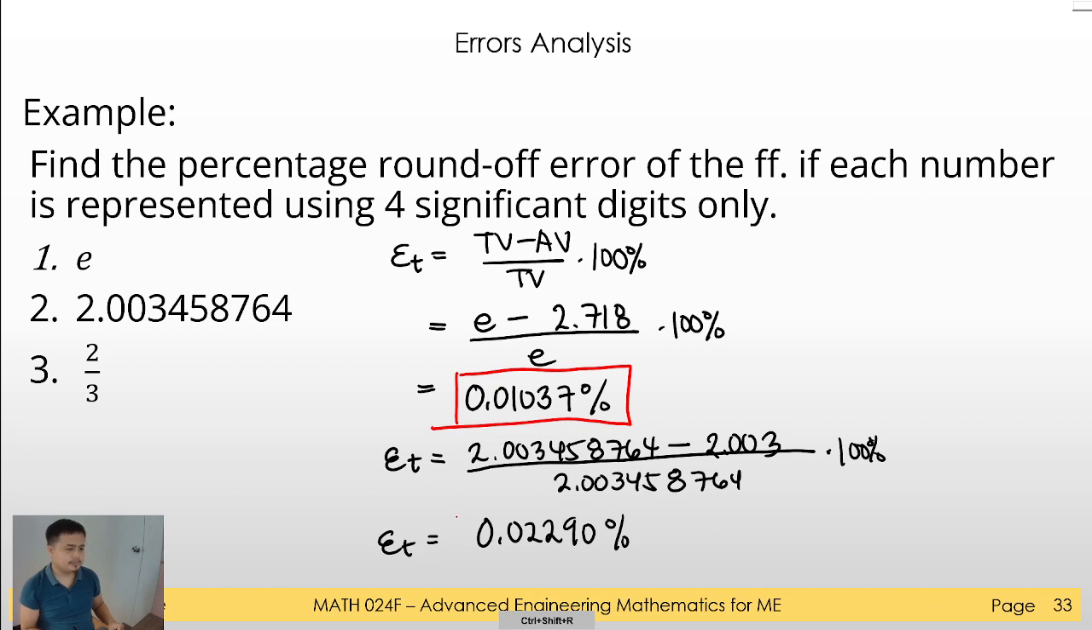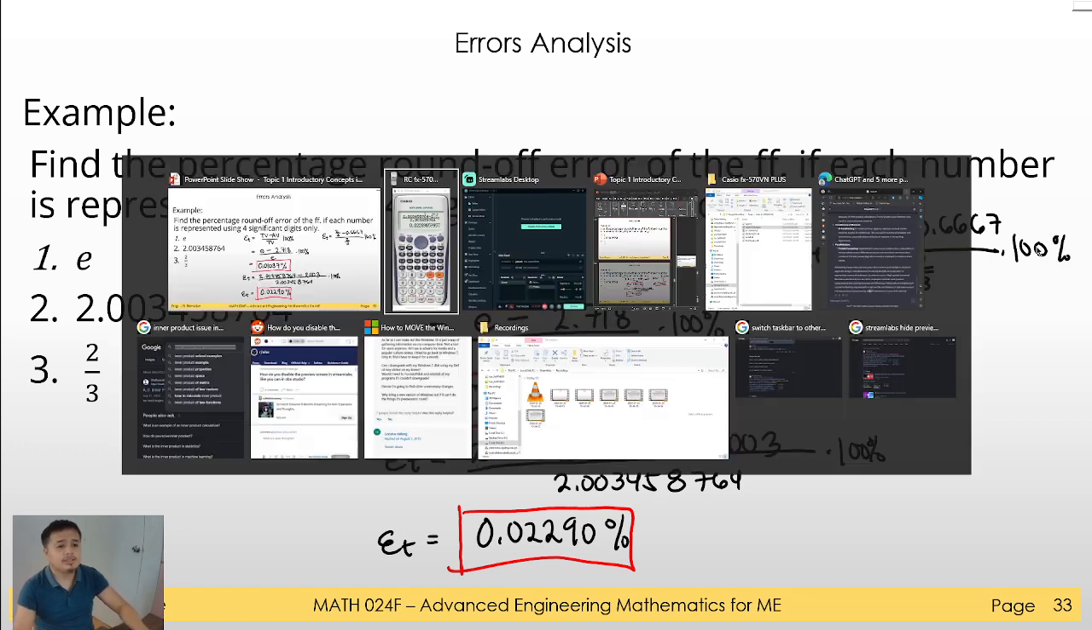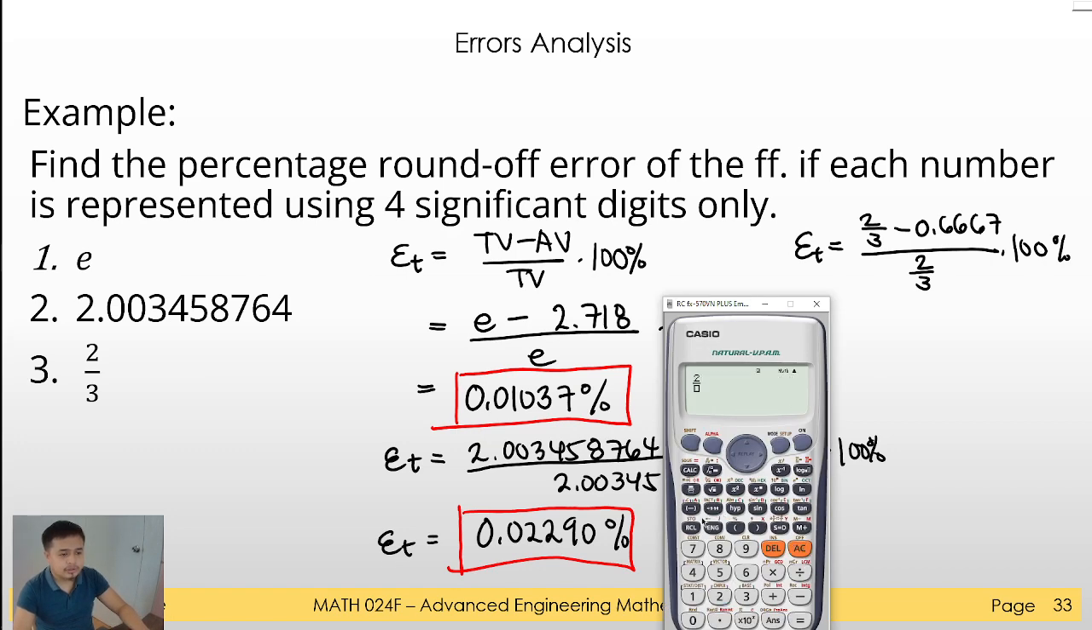So the answer is this for number 2, and then for number 3, 2/3. So for the true error of 2/3, when we round this off at 4 significant figures, we have 2/3 minus 0.6667, all over 2/3, times 100. Multiply this by 100. The answer should be -5 times 10 raised to -3.